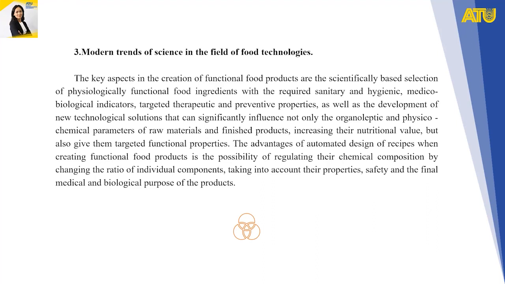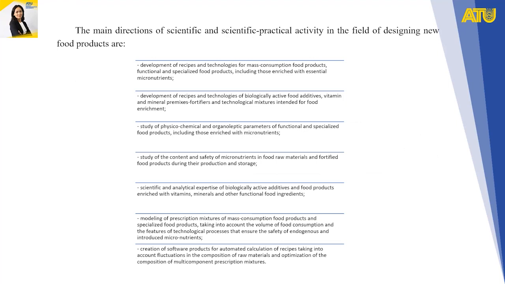The advantage of automated design of recipes when creating functional food products is the possibility of regulating their chemical composition by changing the ratio of individual components, taking into account their properties, safety, and the final medical and biological purpose of the product.